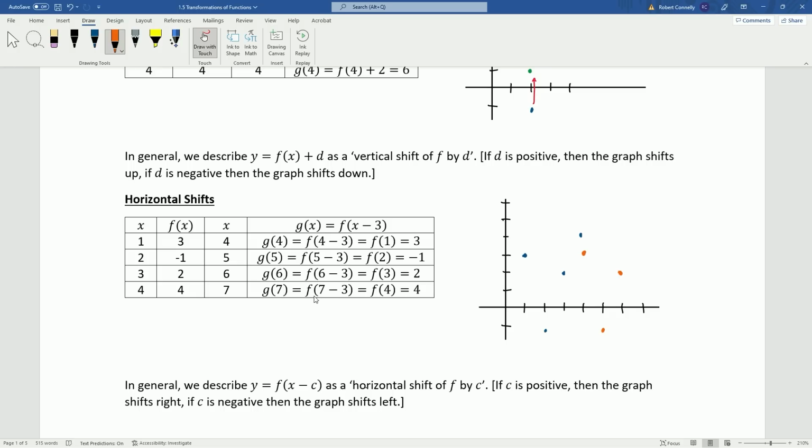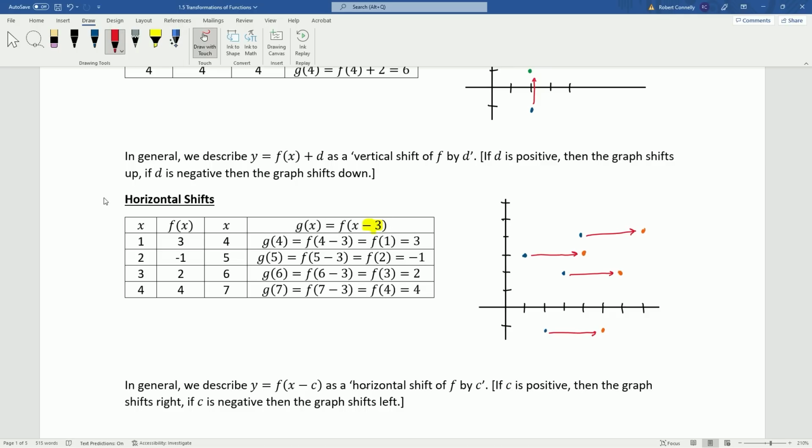And g of 7 is f of 7 minus 3, which is f of 4, which we know was 4. All right, so what happened here? Well, each point on our graph shifted to the right by 3. So each graph shifts to the right by 3. So how we can think about that is, in order to get the same output value, our input had to be 3 larger to compensate for the fact that we were subtracting 3.